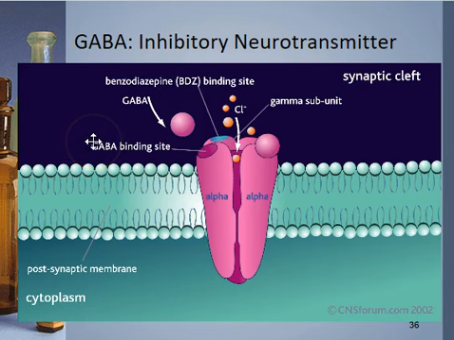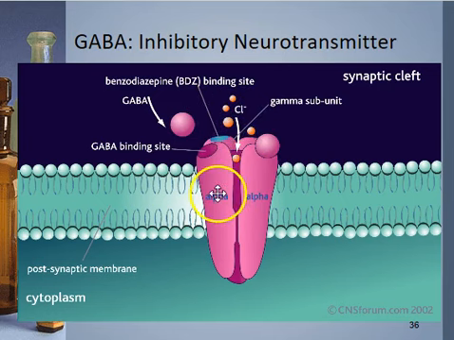What we're really dealing with is central to GABA. Remember, this is the GABA receptor, and there are different binding sites. This is looking at it from a cross-sectional standpoint. Understand that when GABA is active or open, these chloride channels can flow in.